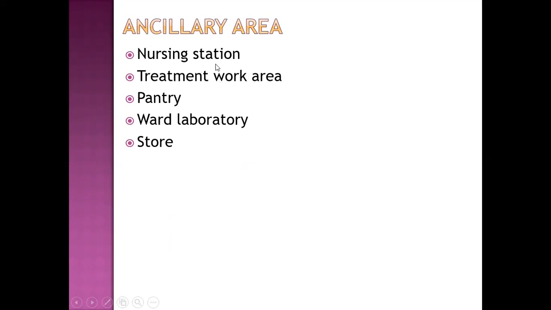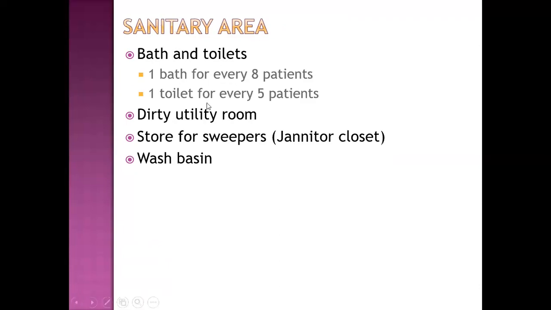Ancillary area includes nursing station for management of ward, treatment and work area for small procedures, pantry for dietary services, a ward laboratory, a side laboratory may be there in some wards, and store for storing items. Then sanitary area includes bath and toilets. There should be one bath for every 8 patients and one toilet for every 5 patients. Then there is a dirty utility room and store for sweepers and a wash basin.